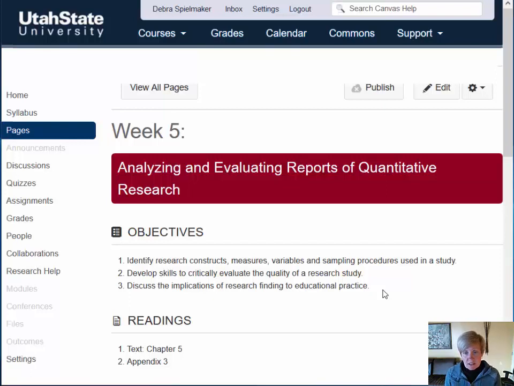And the third one is to discuss the implications of research findings to practice. In other words, okay, now we know about this. Is this enough for me to change what I'm doing, or do I need more research to support that particular finding in this particular audience with this sample? So those are the three objectives, and quite honestly, they could almost be the objectives for the course. This is reading and applying research.